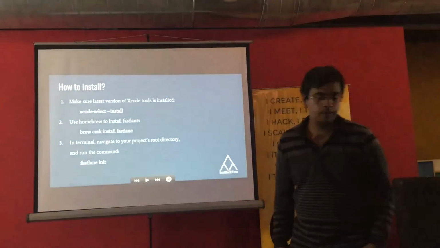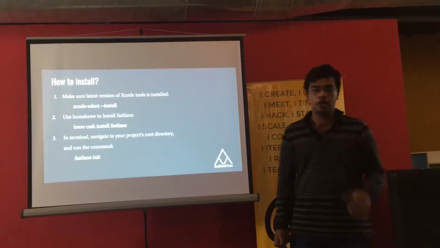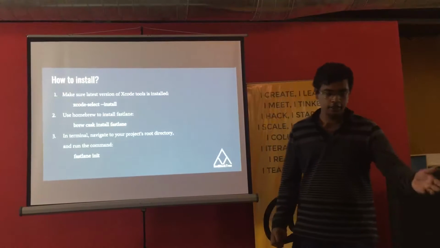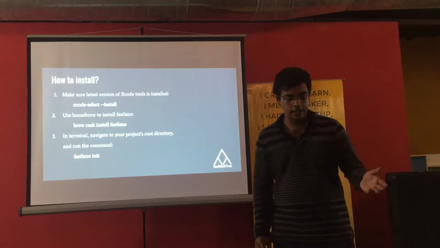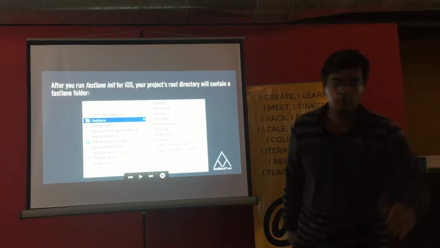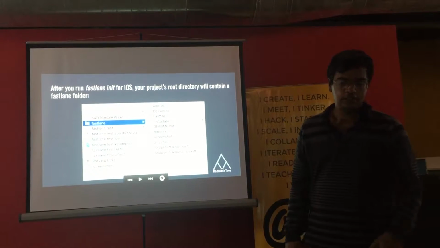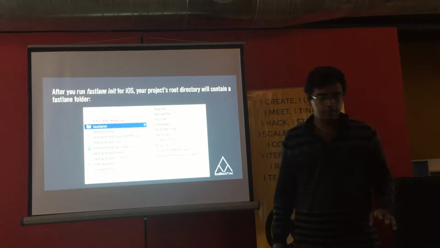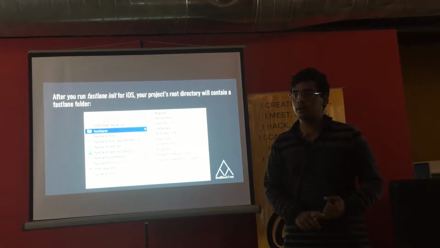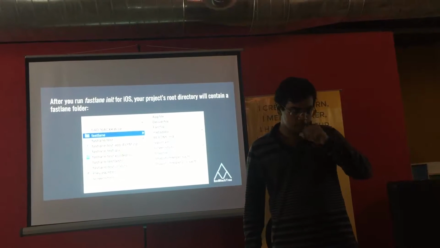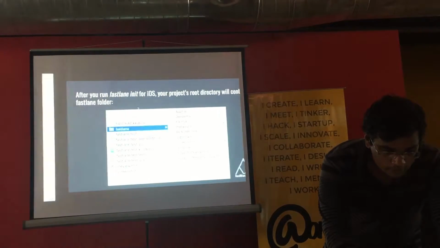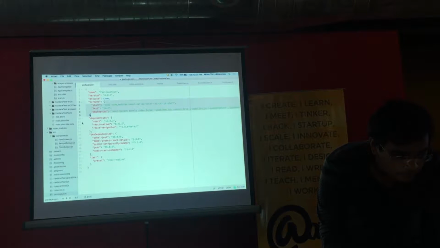So how do you use Fastlane in your iOS or Android app? You just go to your project's root directory in terminal and run the command fastlane init. When you do that, it will create a fastlane folder for you. In this folder, there will be 3 files which are of high importance. One is the Appfile, the second one is the Deliverfile, and the third one is the Fastfile. So what do these files do for you, right? Let's take a look.